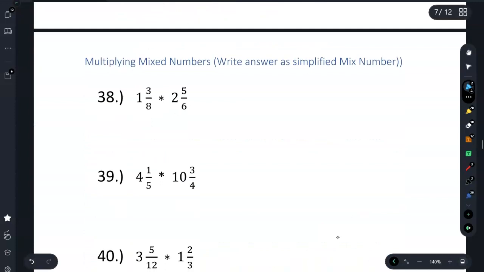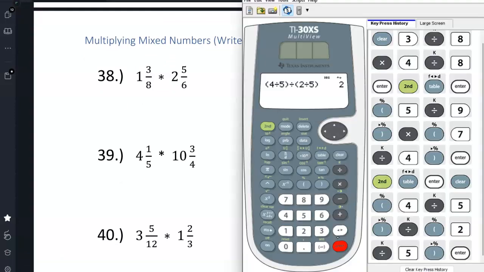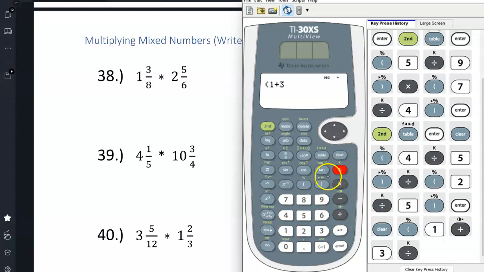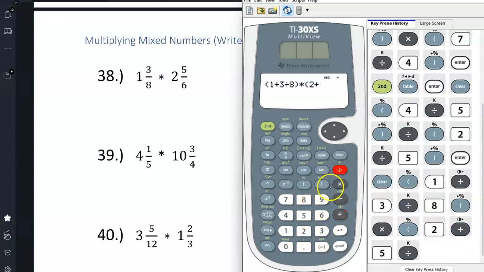And then mixed numbers are a little bit tougher. I want my final answer as a mixed number, so we're going to use those same techniques that we learned when we were adding and subtracting mixed numbers. For number 38, I have 1 plus 3 divided by 8. That's 1 and 3/8, and then it's being multiplied by 2 and 5/6. So the way I would write that is 2 plus 5 divided by 6.